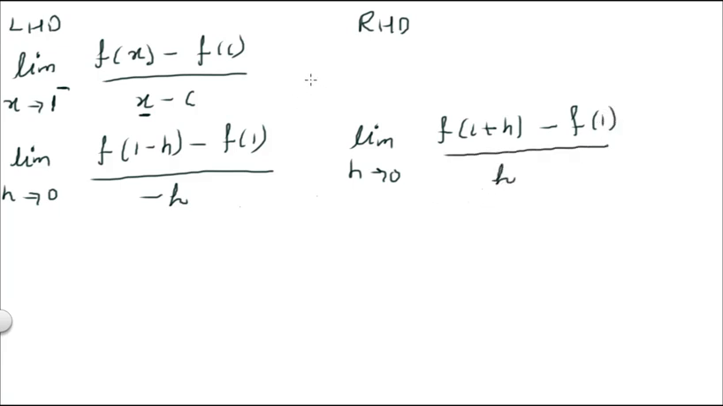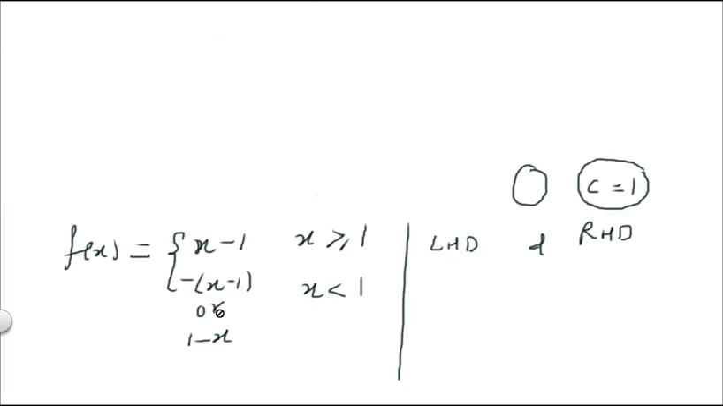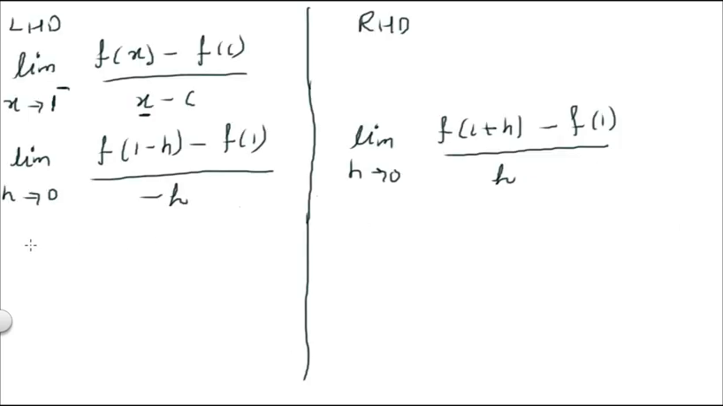Let us decide the function to be taken for LHD and RHD. Fine. So for LHD, when x is less than 1, the function to be taken is 1 minus x. So let us just write the function as 1 minus x. Clear? And for RHD, the function that we will be taking is x minus 1 only. Clear?